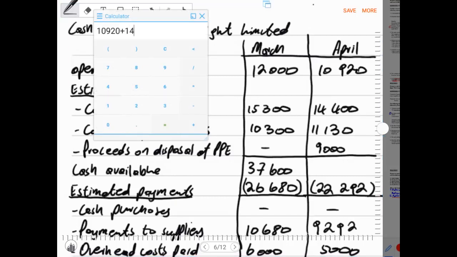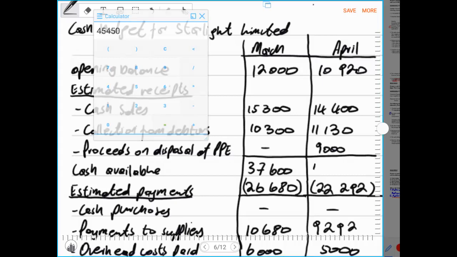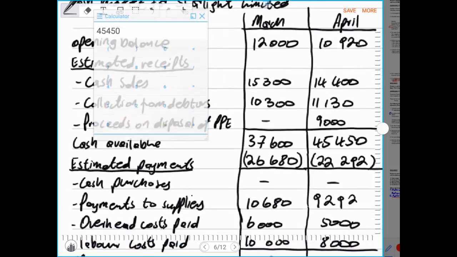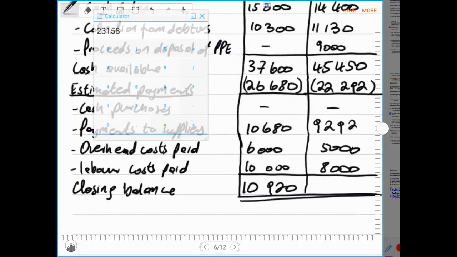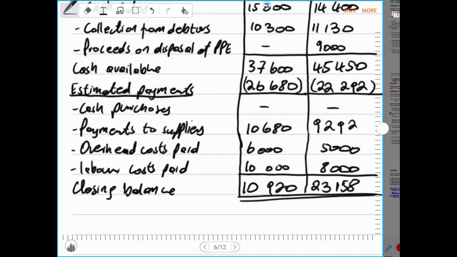And we say plus 14,400 plus 11,130 plus 9,000. That will give us cash available as 45,450. Then we say less the estimated payments, 22,292. That gives us 23,158. And that becomes our cash budget for this exercise.